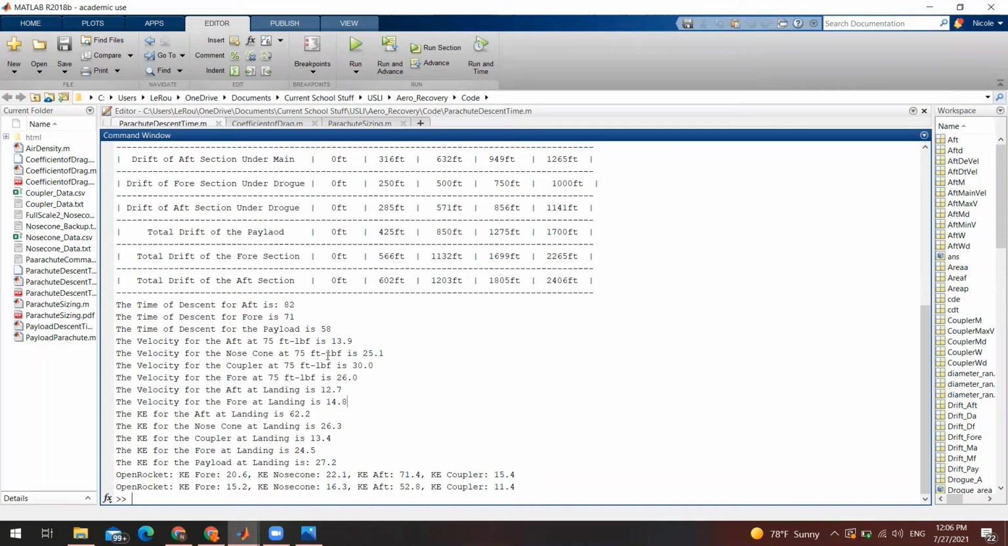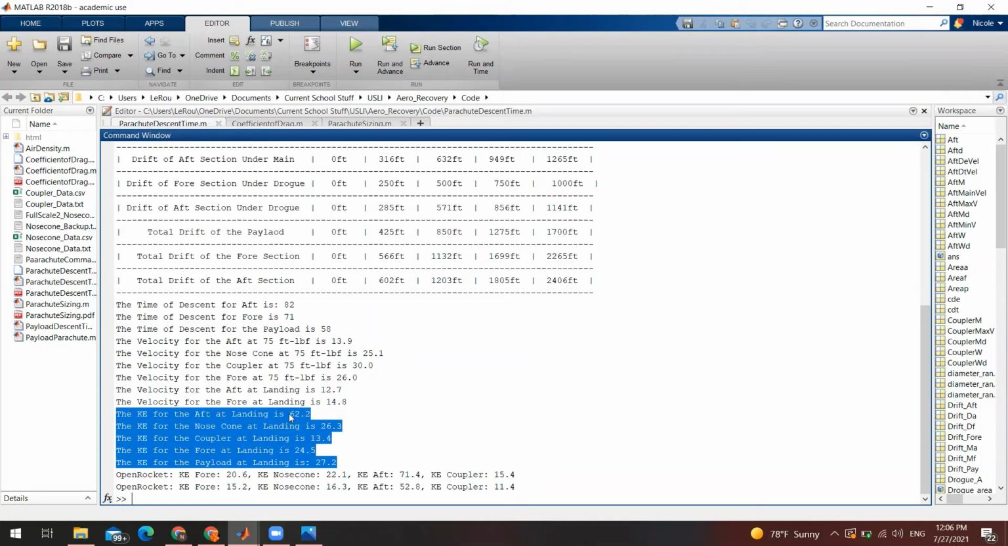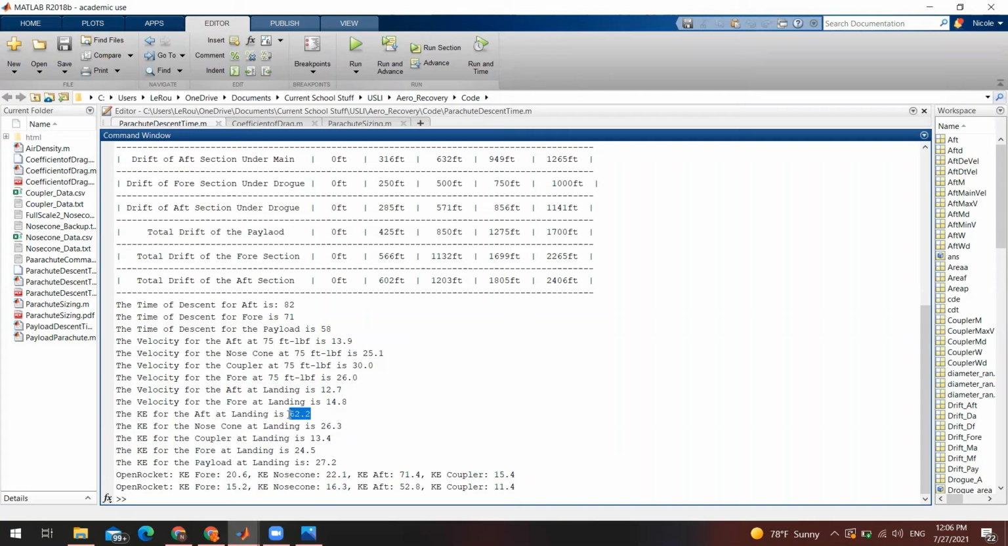And then that also helps us to find the kinetic energy at landing, which, if you look at these, the closest is the aft section, right here, and it's still well below 75 foot-pounds, right? And according to OpenRocket, the highest kinetic energy is the aft section, and it's 71.4, which is much closer than this 62.2, but it isn't above 75. And then the kinetic energy based on, oh, that's supposed to say RAS0, sorry. The kinetic energy for RAS0 is still much lower than that 75 foot-pounds.